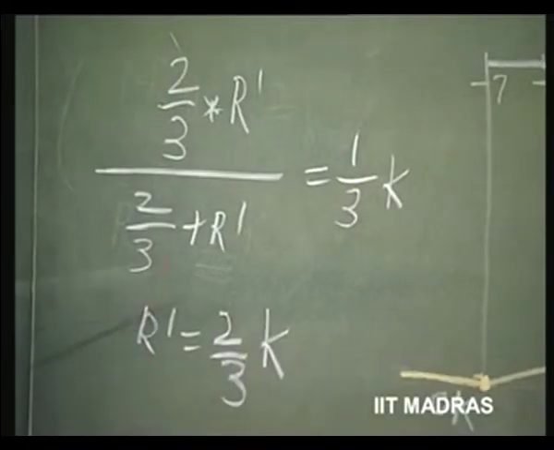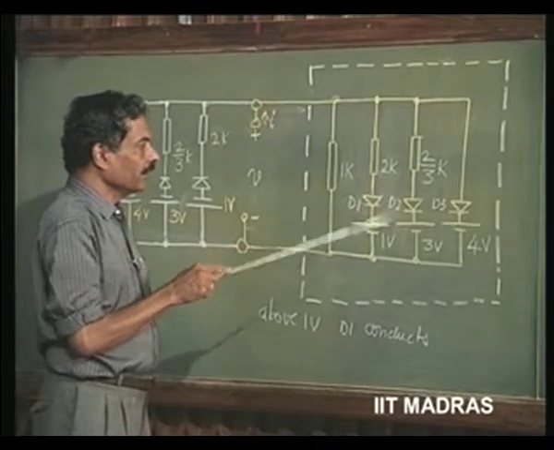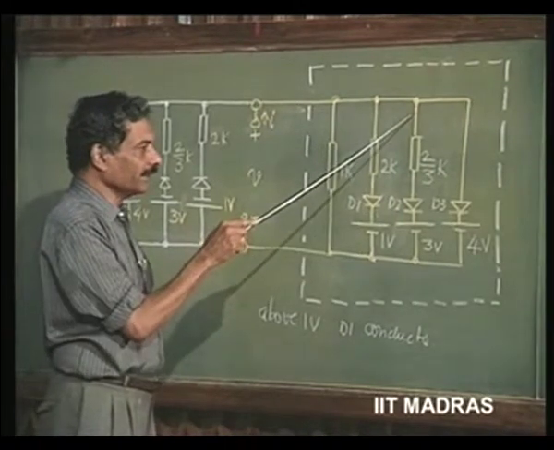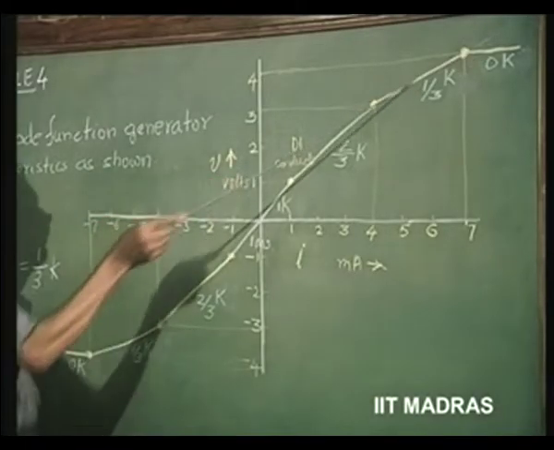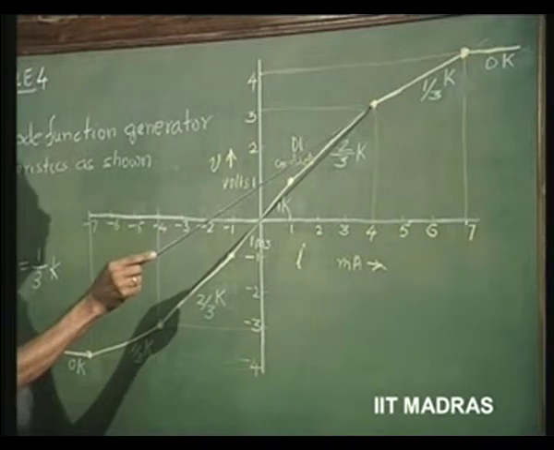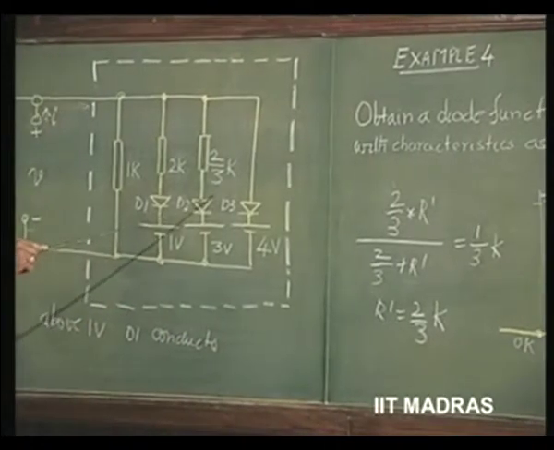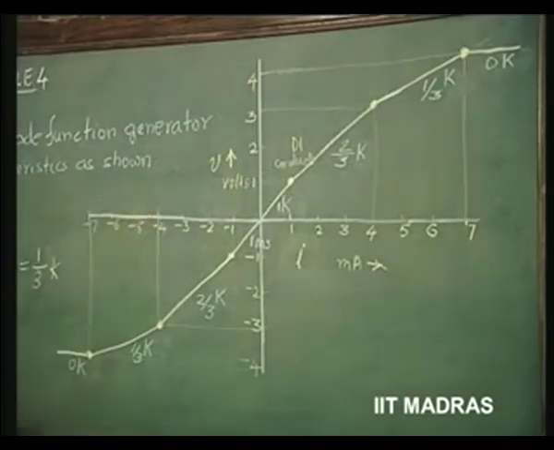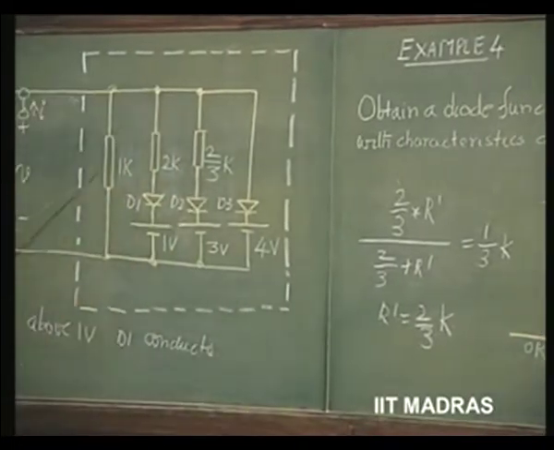So, that means if I now bring in another resistance R dash in parallel with these combinations 1 k, 2 k, after this voltage reaches 3 volts, then we have effectively a slope of 1/3 k for all voltages above 3 volts. So, it will go on like that. We have evaluated the value of resistance to be brought in to make the slope go from 2/3 k to 1/3 k. The resistance to be connected in parallel is 2/3 k. So, 2/3 k in parallel with 2/3 k is 1/3 k.